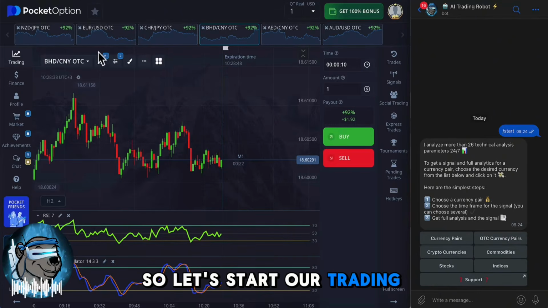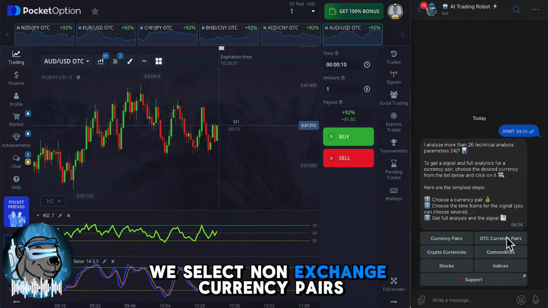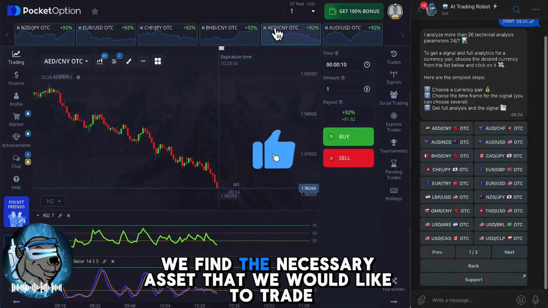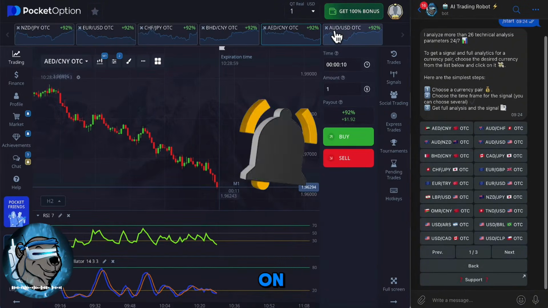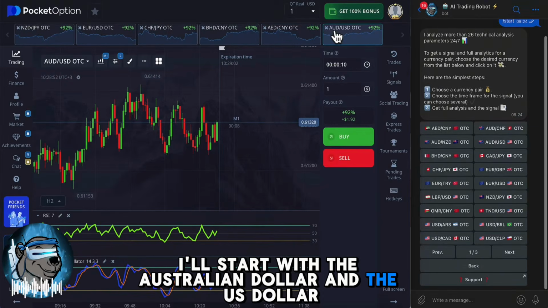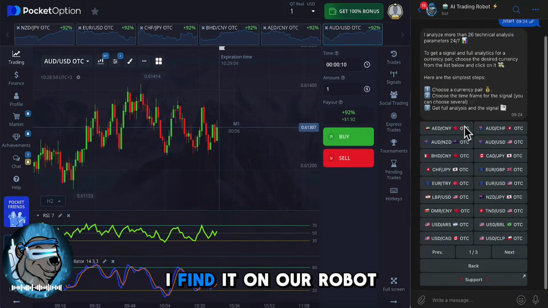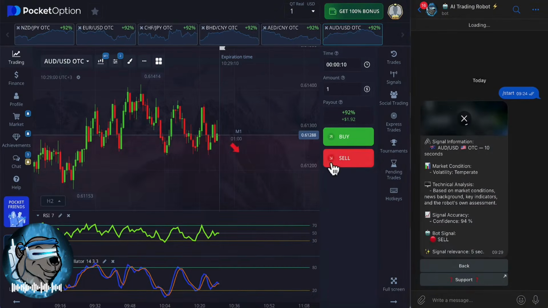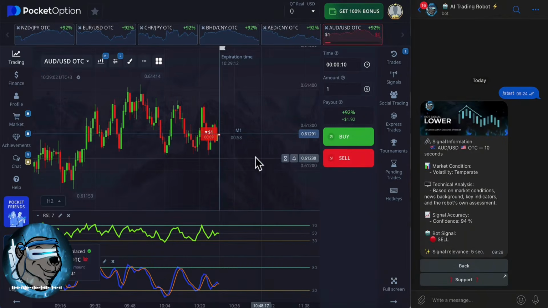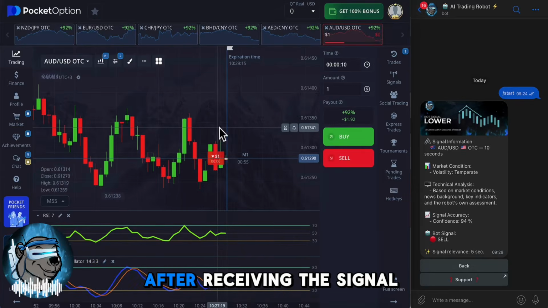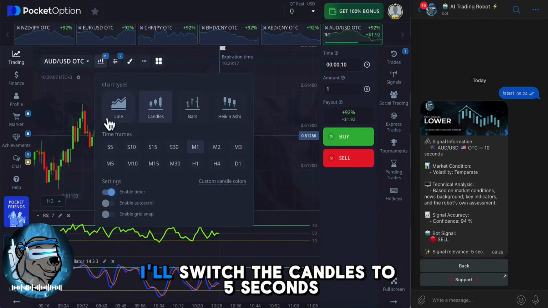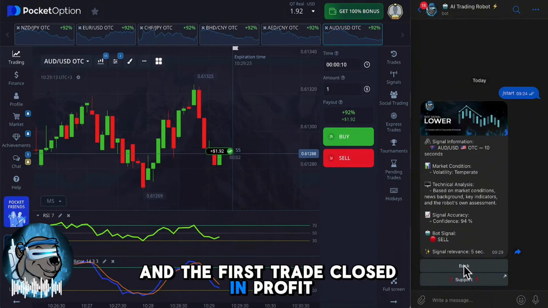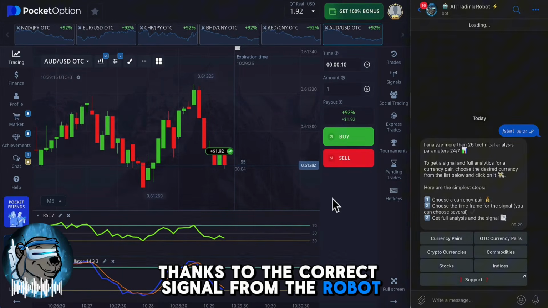So let's start our trading. We select non-exchange currency pairs. We find the necessary asset that we would like to trade on. I'll start with the Australian dollar and the US dollar. I find it on our robot. The signal is for 10 seconds. And I see that the signal is to sell. I immediately open a sell trade after receiving the signal. I'll switch the candles to 5 seconds. And the first trade closed in profit thanks to the correct signal from the robot.